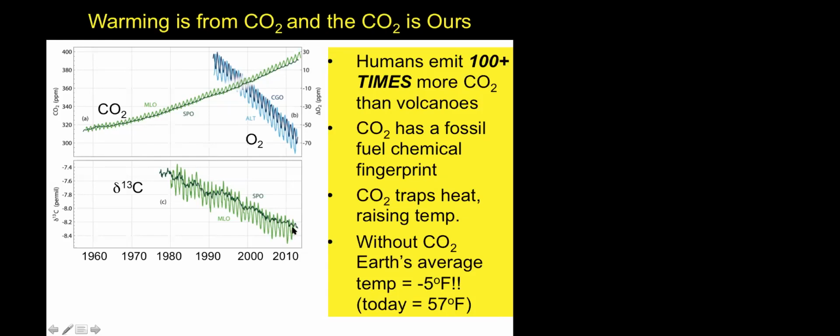More to the point, we know how much fossil fuels we're burning globally, and we can calculate what the isotopic excursion should be if that's going into the atmosphere and causing the CO2 to go up, and that's what we see.